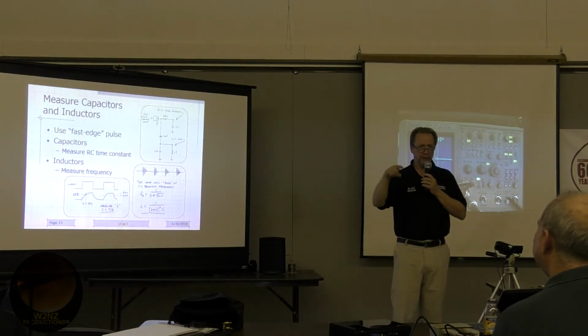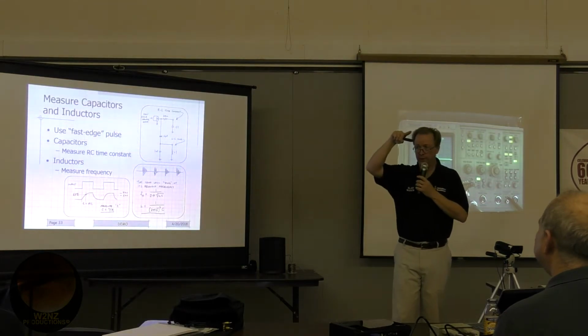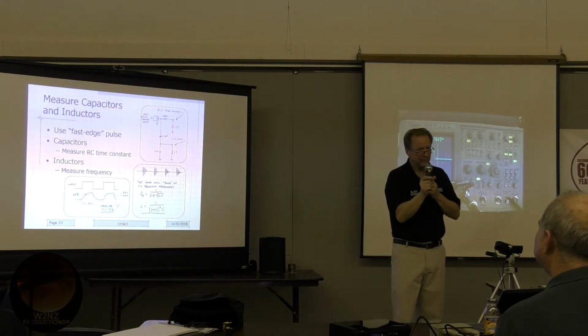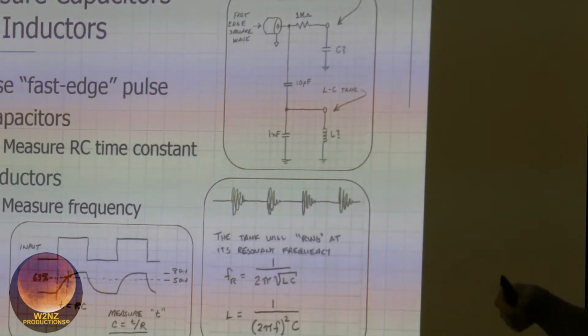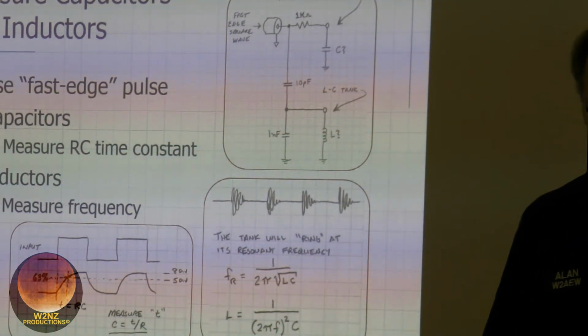The voltage will rise from its starting point to 63% of its final resting point in one RC time constant. So if I measure the time, and I know this resistor value, it's a simple calculation to get the capacitance, right? It's right here: capacitance is equal to the time it takes to get to 63% divided by the resistance.